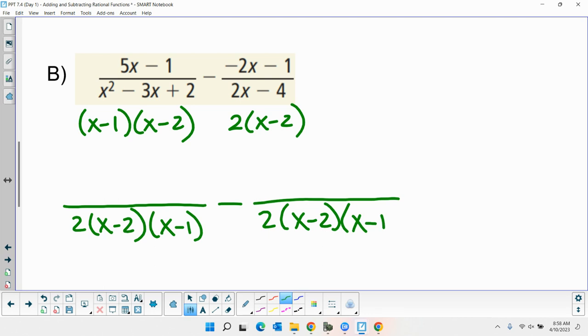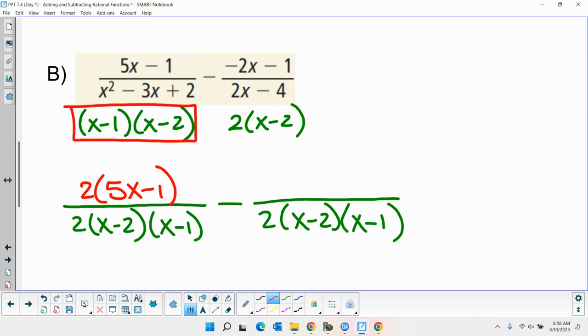Again, it really doesn't matter what order. But if it shows up, you got to write it down. So, here's our original denominator. What's different? What did I multiply by to get the common denominator? Look at this. What's in the red box? Look at this one. The 2, right? You guys see that? So I have to multiply this by 2. That 5x minus 1.